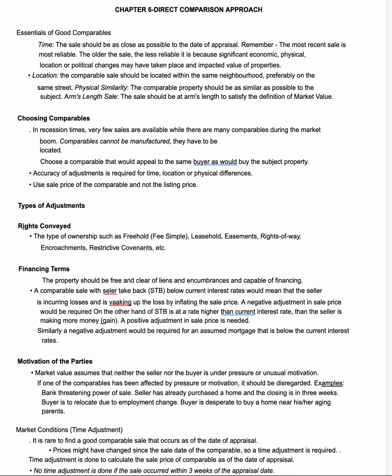Calculating time adjustment and market conditions. The two basic ways to estimate the changes in price over a given period of time are from local real estate board published statistics and the time resale method.